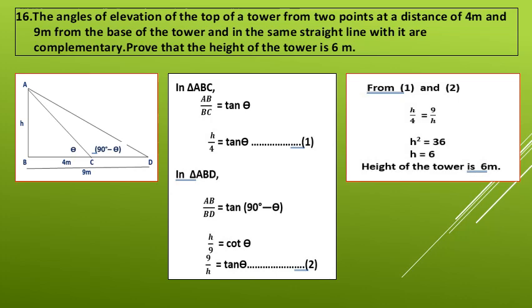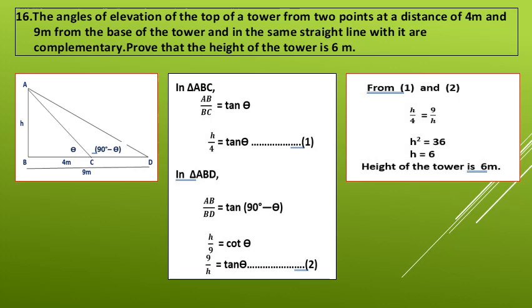The angle of elevation of the top of the tower from point C is theta, and the angle of elevation of the top of the tower from the point D is 90 minus theta. It is given that the two angles are complementary. If one angle is theta, the other angle is 90 degree minus theta. We have to find the height of the tower.